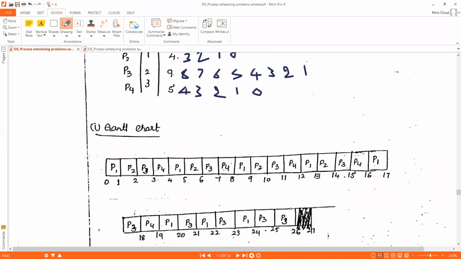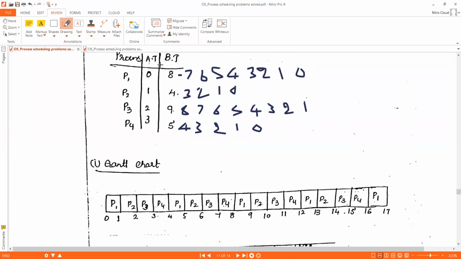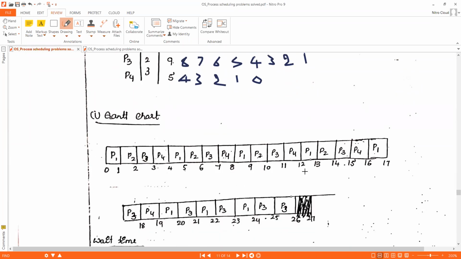We can come to know this by adding all the burst times. If we add the burst times, process 1 is 8 plus 4 plus 9 plus 5, we will get 26. At clock time 26 milliseconds, all the processes will complete their execution. Like this, we need to draw the Gantt chart for round robin scheduling.